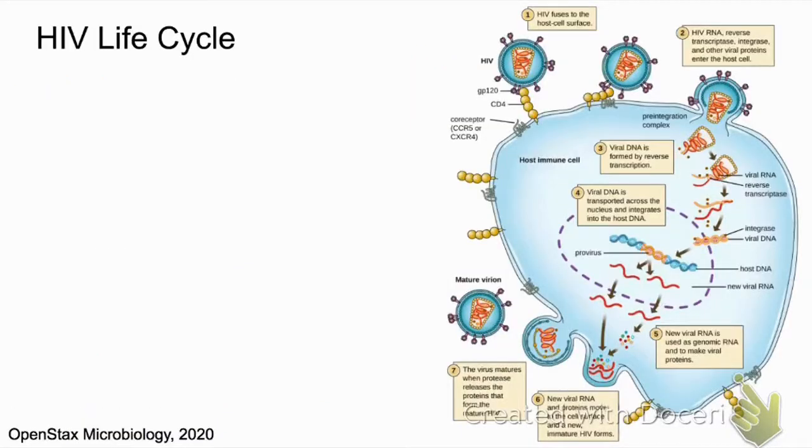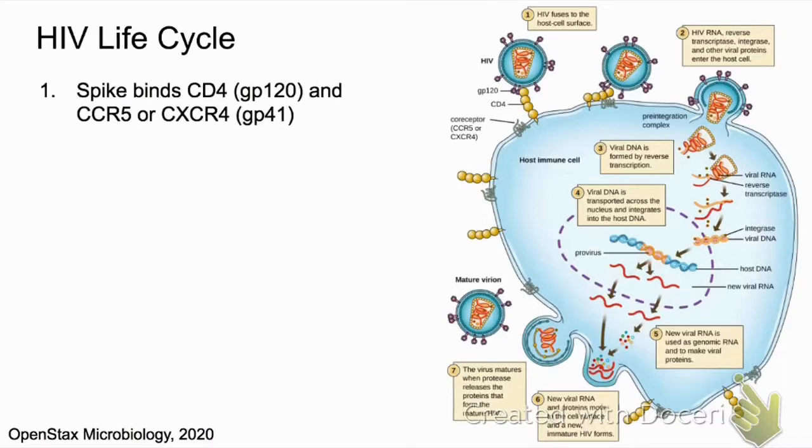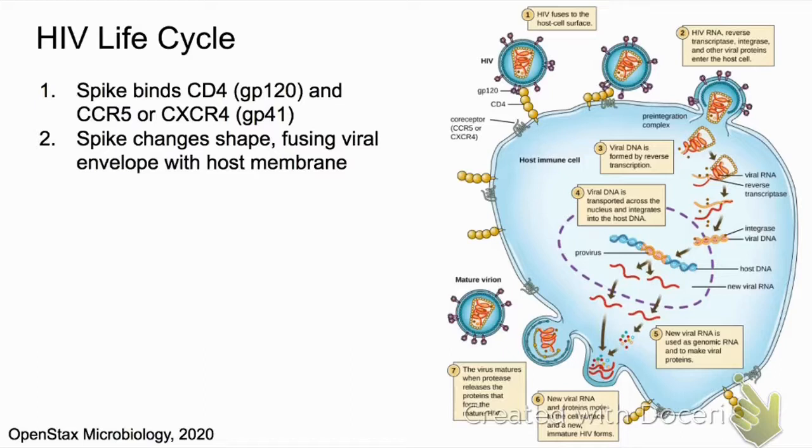Let's take a look then at the HIV life cycle. It should be noted here that HIV primarily infects T helper cells. We'll come back to this point a little bit later on. But the infection begins when the spike protein on the viral particles binds to CD4 and to a co-receptor known as CCR5 or CXCR4. After this attachment step, we find fusion when the spike protein changes shape. The viral envelope and the host membrane will fuse together, which will lead to the release of the capsid into the cytoplasm.